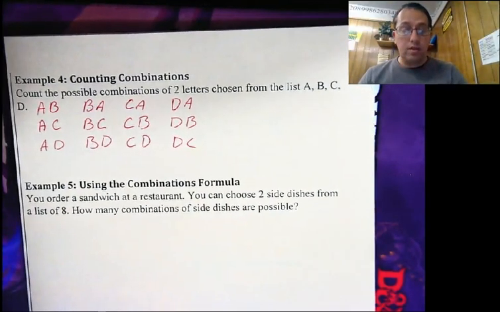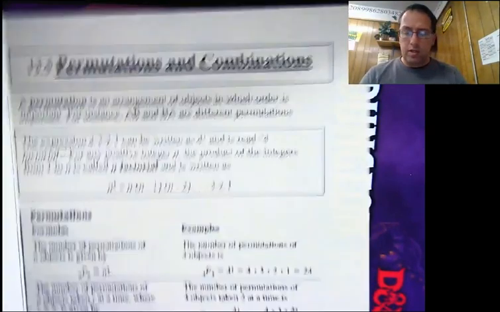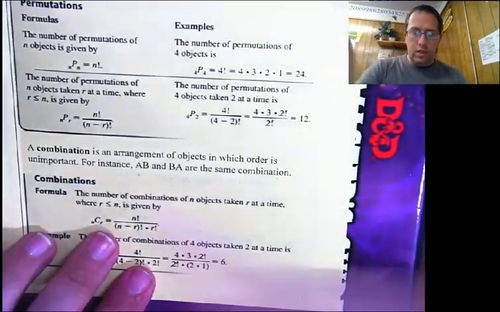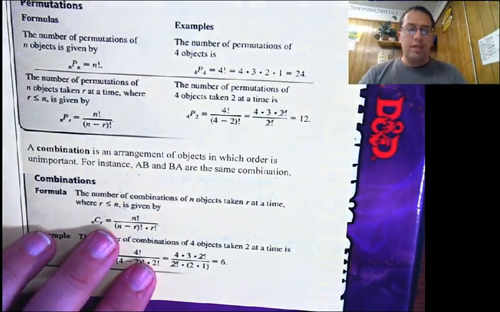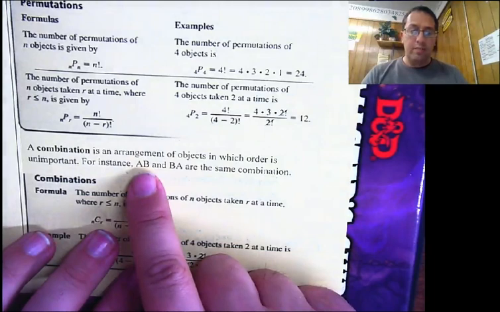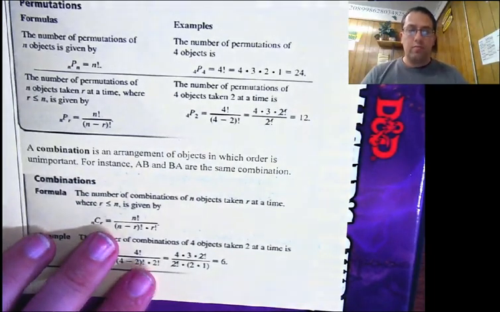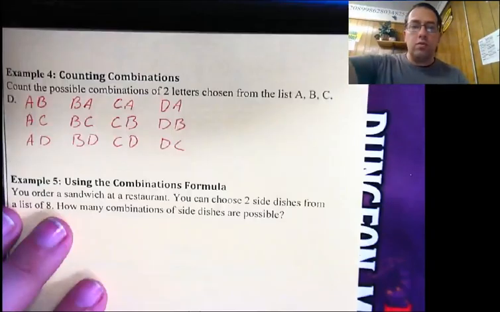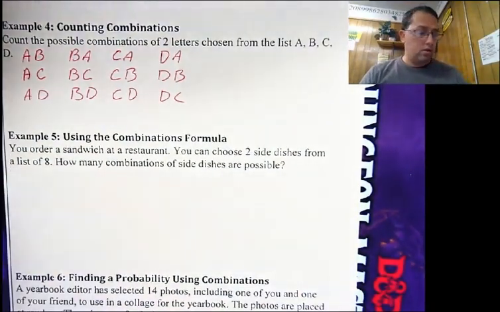we're looking at combinations now, aren't we? We are not looking at permutations. So we need to know what is a combination. And if we look down here, we see that a combination is an arrangement where order is unimportant. We don't care what order they're in, so AB and BA are the same combination. This is where we don't care what order they're in, we just care, did you get the same pieces?